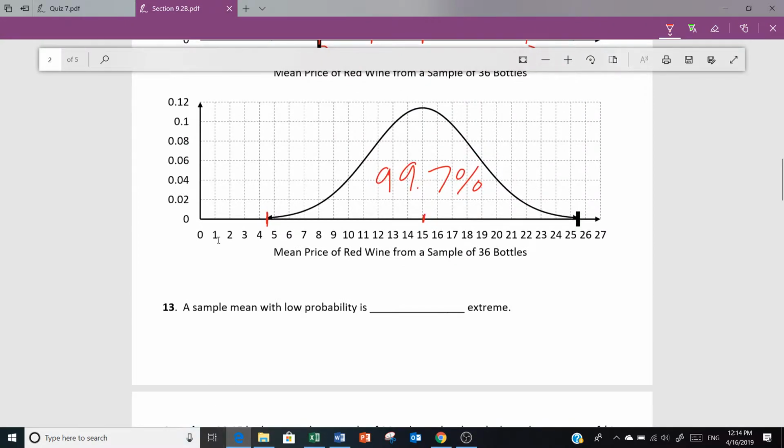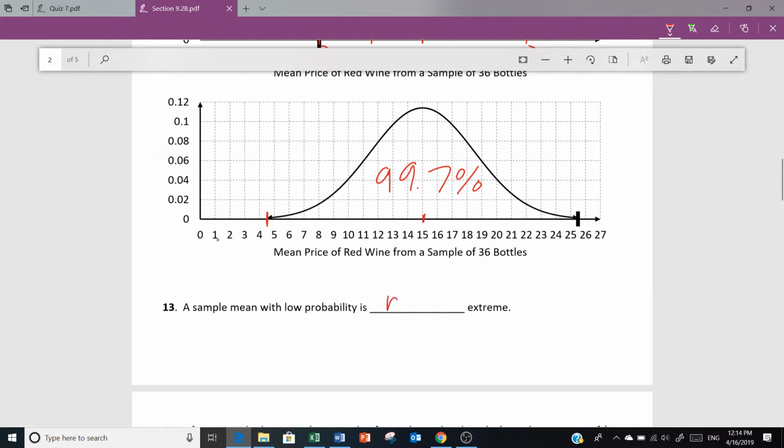A sample mean with low probability is blank extreme. Think, pair, share. If you want to take some information from what I said earlier, go for it. What's the word that goes in the box? More. Good.